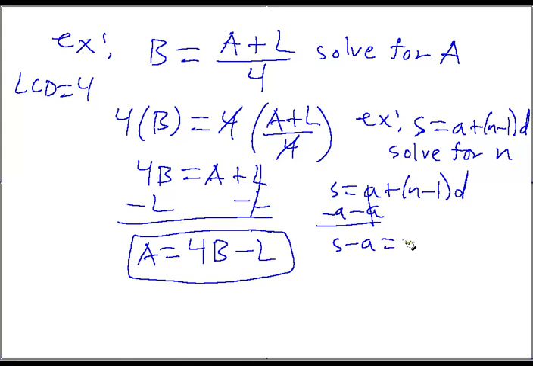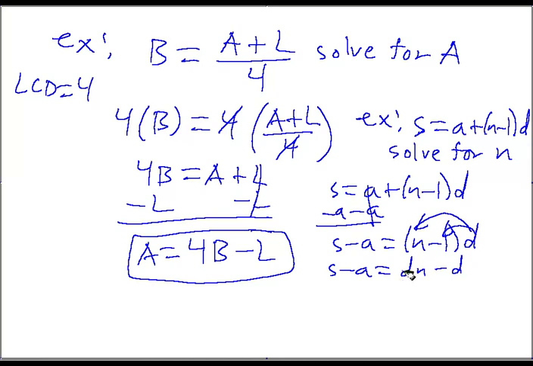So S minus A is equal to what? N minus 1 times D. All right. Can we see that? Now, at this point, let me go ahead and distribute the D. Let me multiply out the D. All right. So D times n will be what? So S minus A is equal to dn, D times negative 1, negative D.